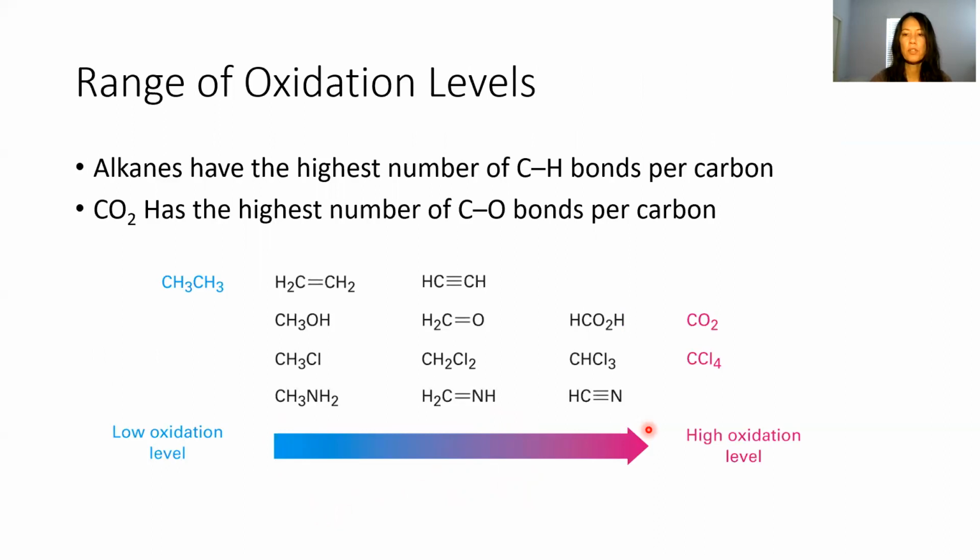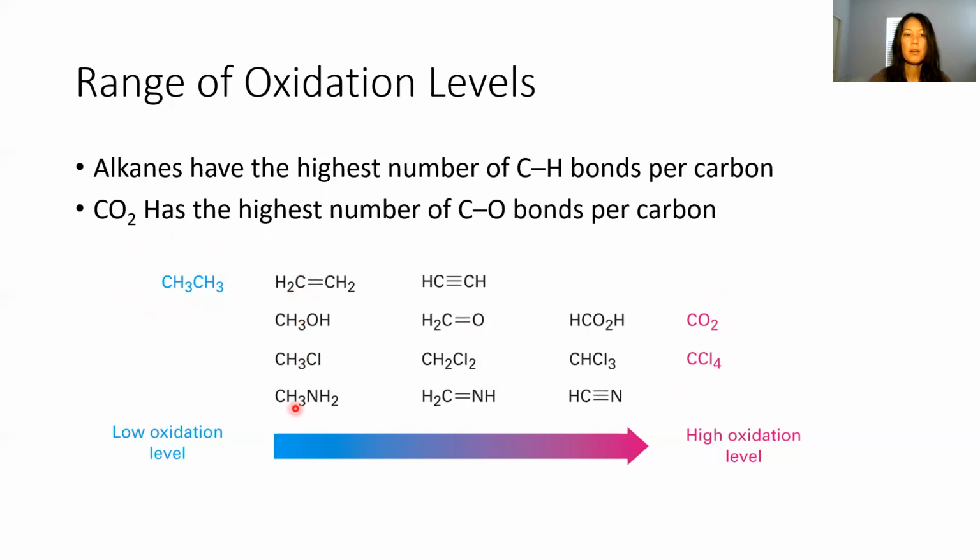Here's a range for you. The highest oxidation level is here where carbon has more electron withdrawing groups, basically. So CCl4, CO2 is on this end of the spectrum. On the other end is where carbon has as many hydrogens as it can. So alkanes will have the highest number of hydrogens.